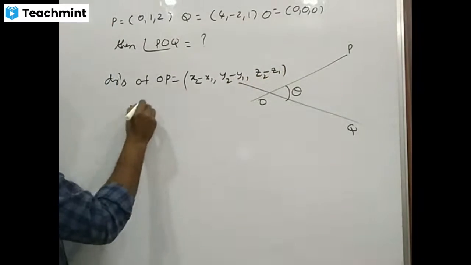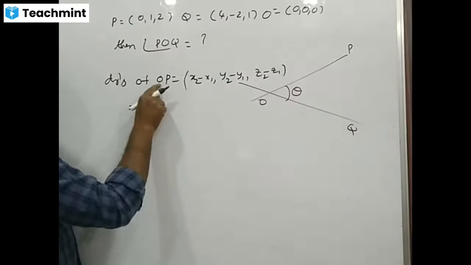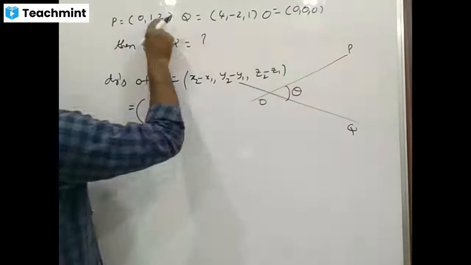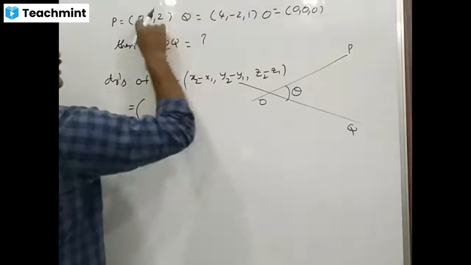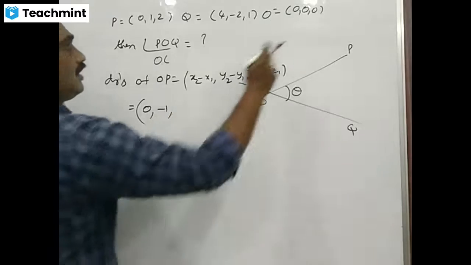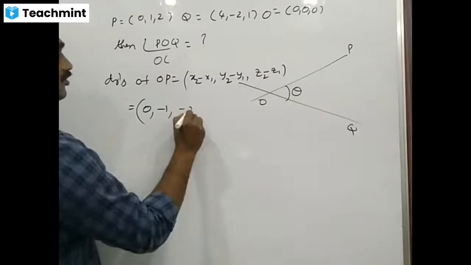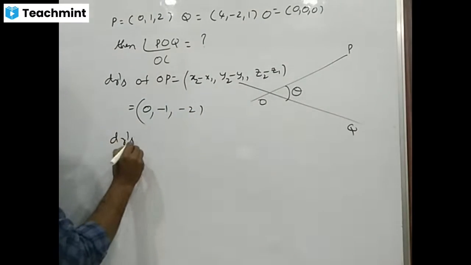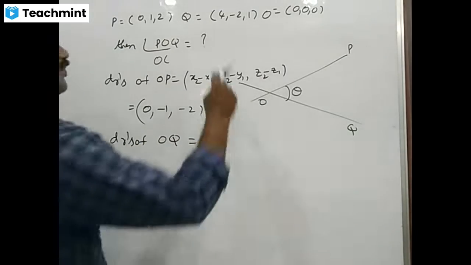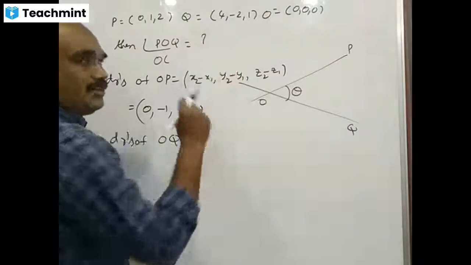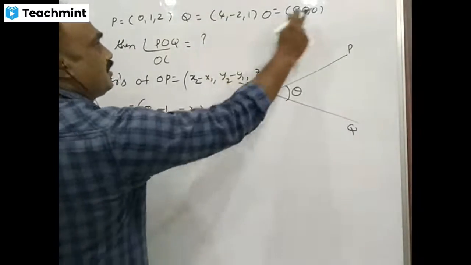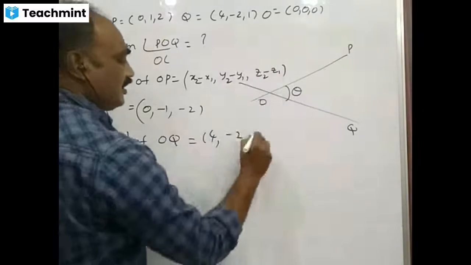So that is equal to x2 minus x1. Here O is x1 y1 z1, and this is x2 y2 z2. x2 minus x1: 0 minus 0 is 0, y2 minus y1: 0 minus 1 is minus 1, z2 minus z1: 0 minus 2 is minus 2. Next, direction ratios of OQ, same, x2 minus x1, y2 minus y1, z2 minus z1: 4 minus 0 is 4, minus 2 minus 0 is minus 2, 1 minus 0 is 1.